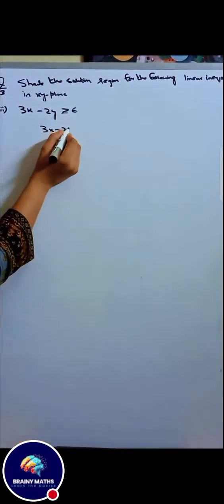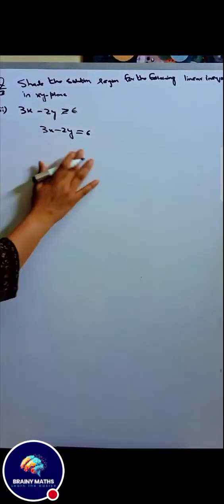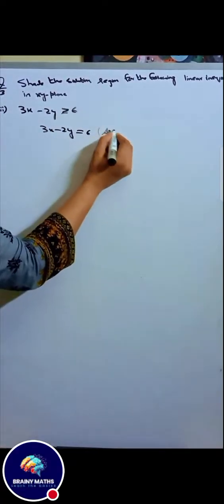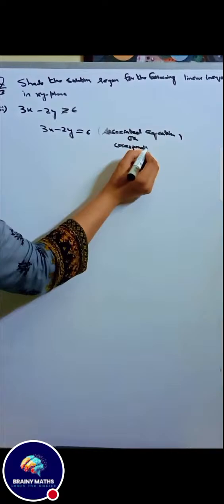And this one, I'm saying 3x minus 2y equal to 6, because we have to represent this on the xy plane, so we must convert this into an equality sign. In other words, the associated equation, or the corresponding equation. I hope it's clear.